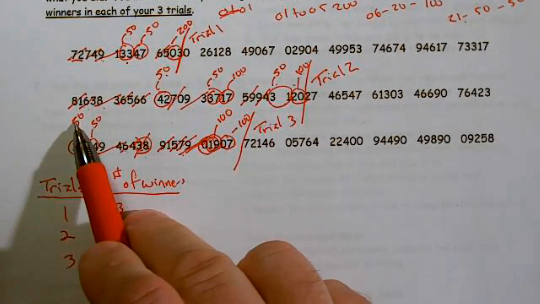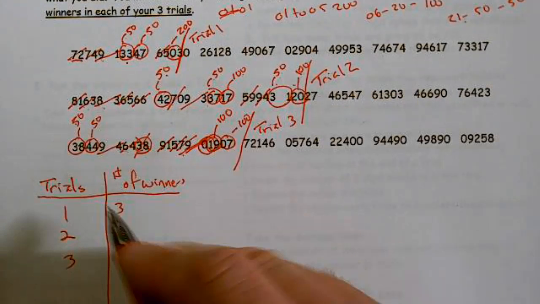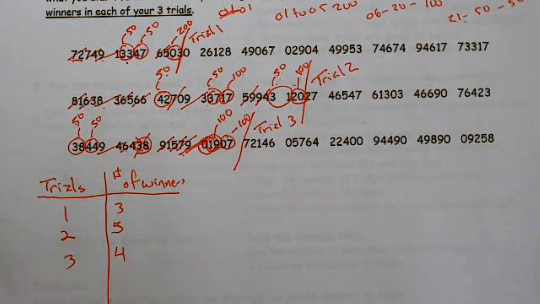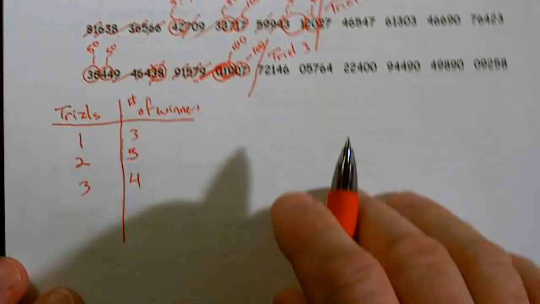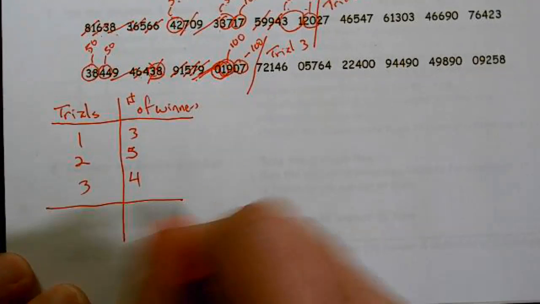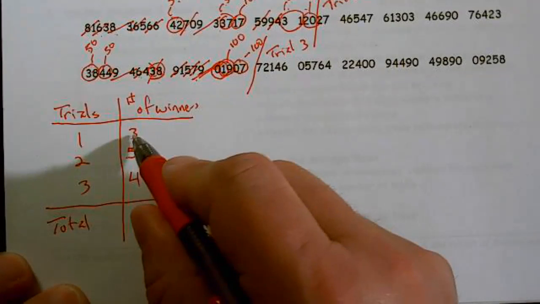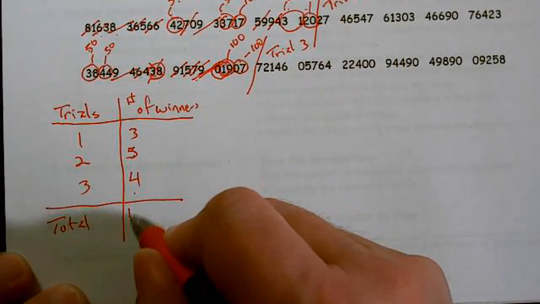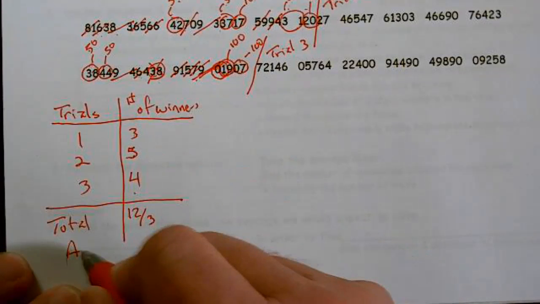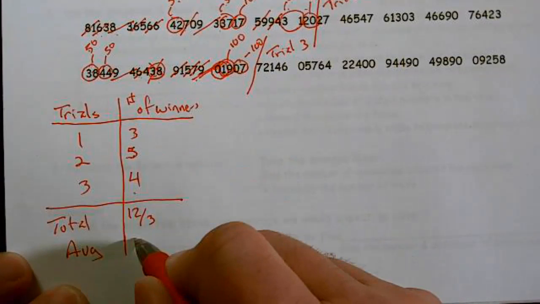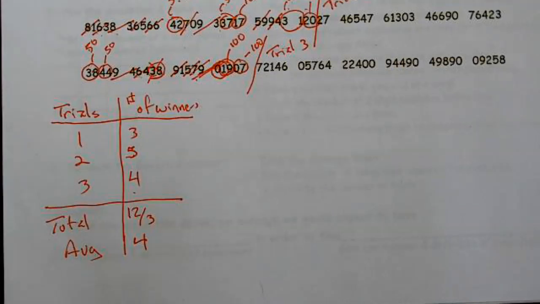And trial 3 had 1, 2, 3, 4 winners. And when we total that up, we end up going 3 plus 5 is 8, plus 4 is 12. So we end up with an average of 4 winners, prize winners. So our simulation says, hey, we're going to have an average of 4 prize winners.